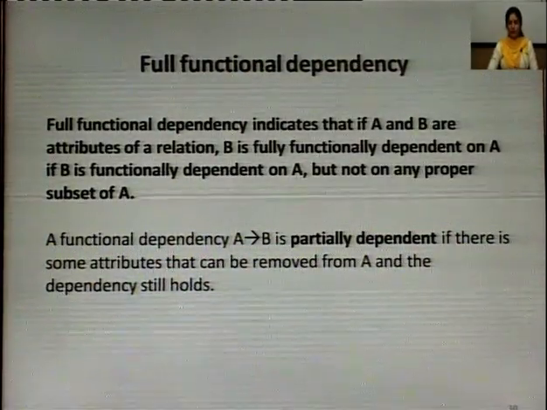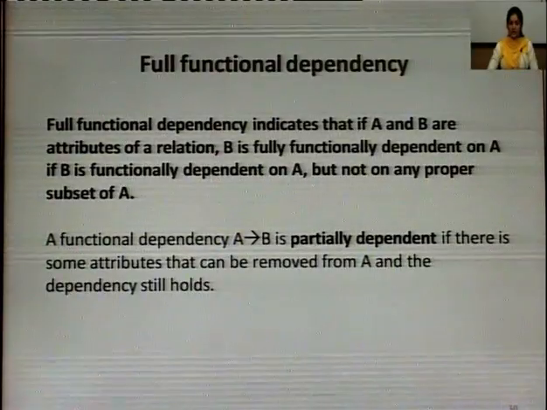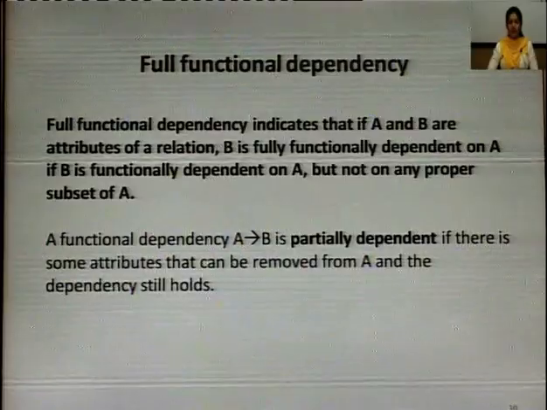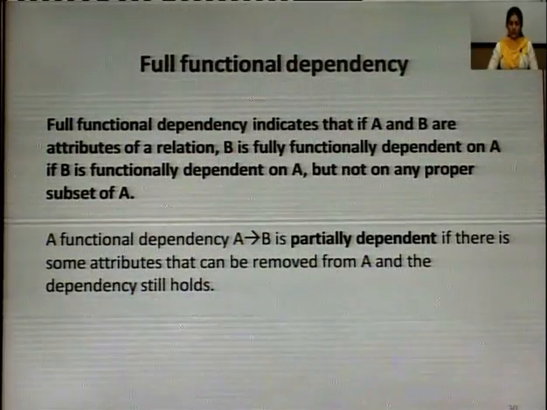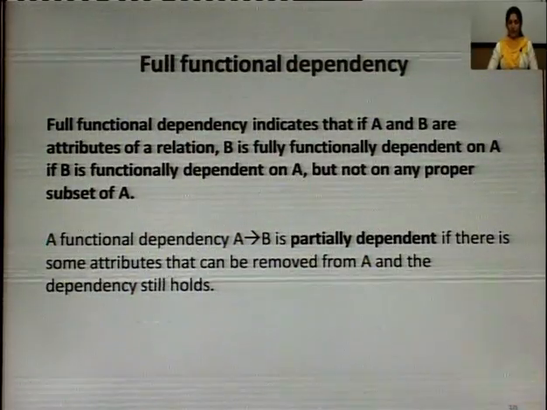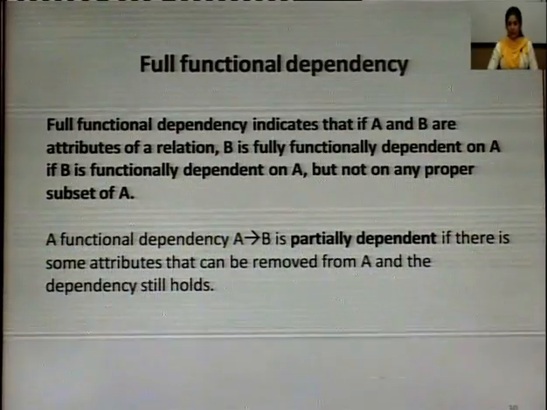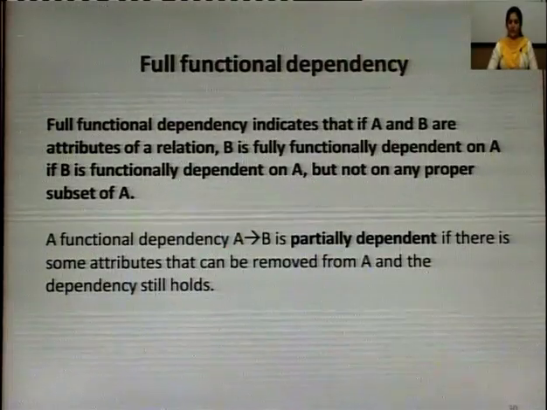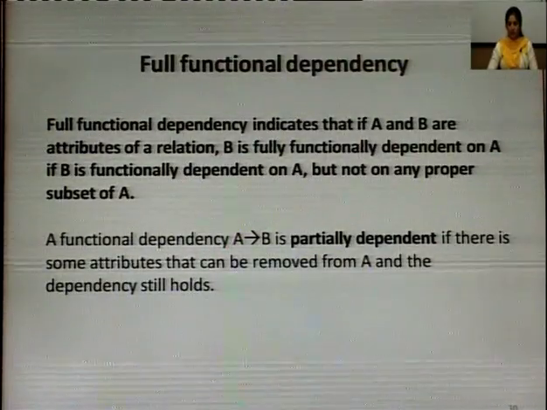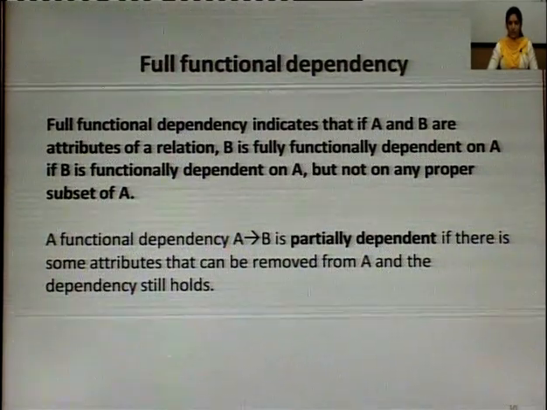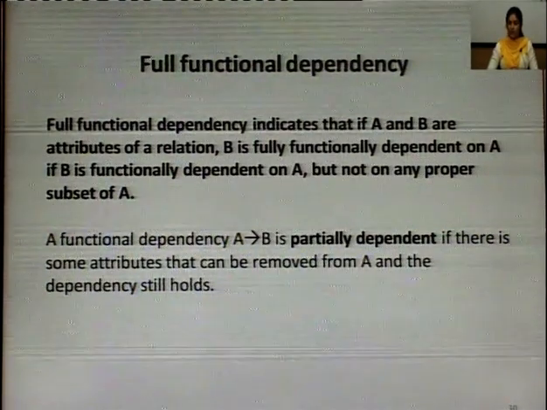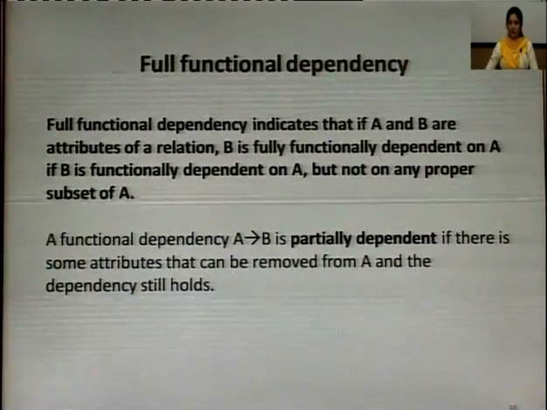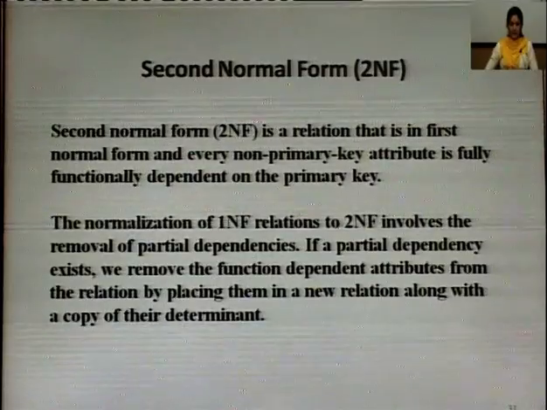What is full functional dependency? It indicates that if A and B are attributes of a relation known as R, then B is fully functionally dependent upon A if B is functionally dependent upon A but not on any proper subset of A. A functional dependency A belongs to B is partially dependent if there are some attributes that can be removed from A and the dependency still holds. It will be known as partial dependency.